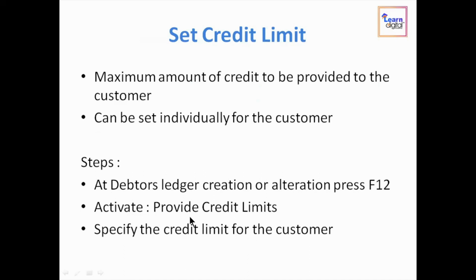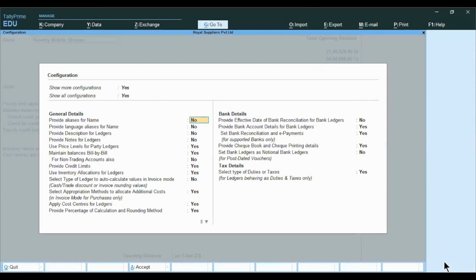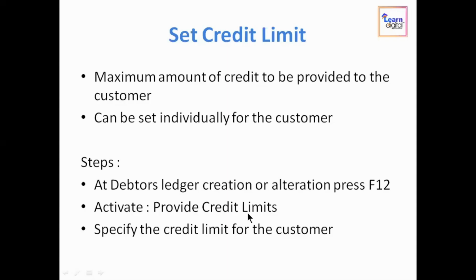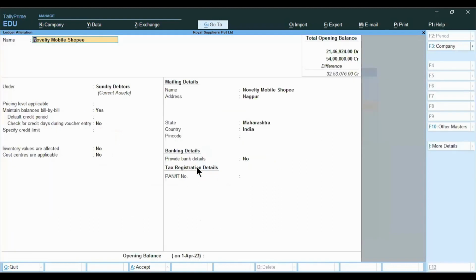So I will activate here provide credit limit. We are on the alteration screen of the debtor. Press F12 and activate provide credit limits. Here, this is the question, provide credit limits. We will activate this question. Yes. Control A. Now just go through the screen.